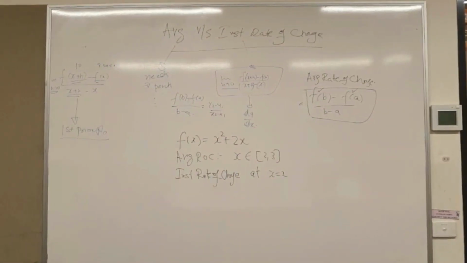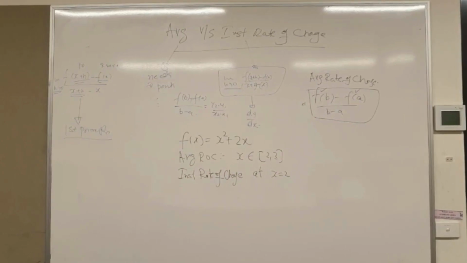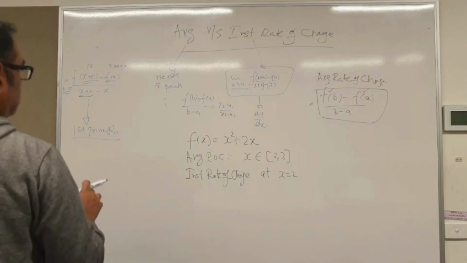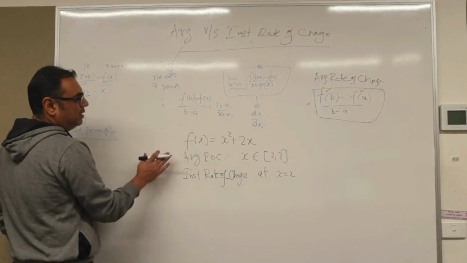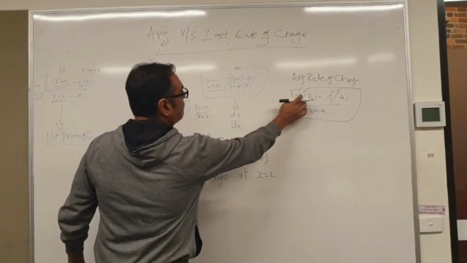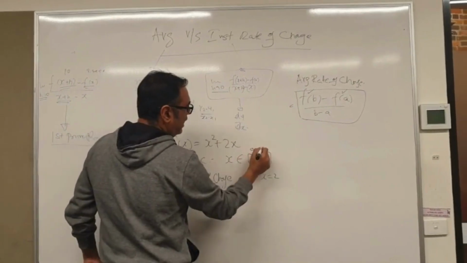Everything's given to you clearly on the board. I'm trying to figure out what I made a mistake on. Sorry? I'm checking the mistake for the average rate of change. Alright, let's quickly check. Now, average rate of change needs f of b minus f of a. If this is a and this is b.